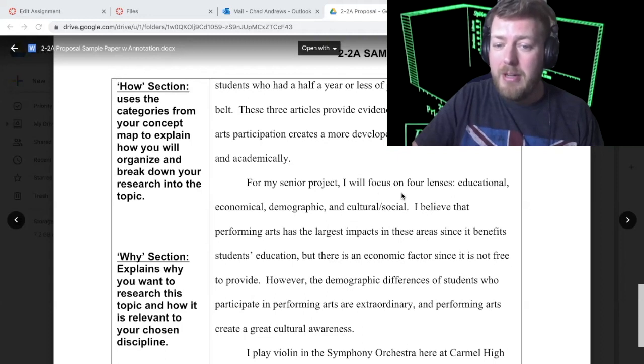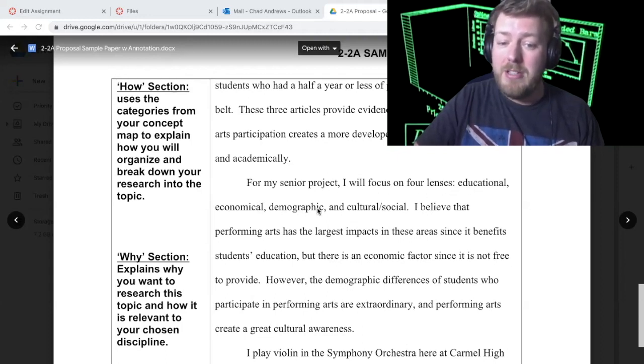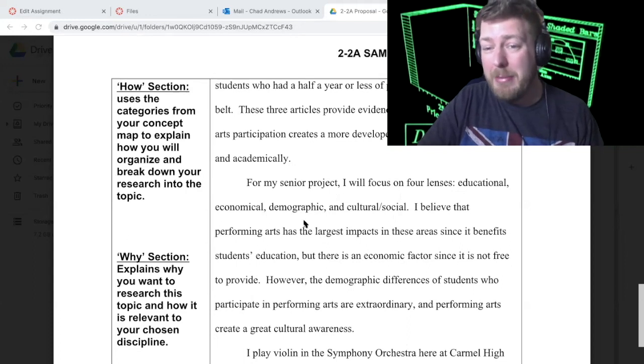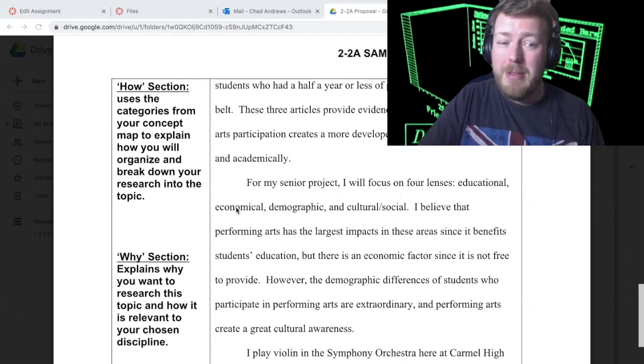For my senior project, I will focus on 4 lenses: educational, economical, demographic, and cultural social. That's a lot of lenses, actually. I would recommend 1 or 2. Again, this is not a perfect example. This student could actually do better by maybe just having 2 lenses that they're looking at this from. Maybe they could just focus on it from an economic and a cultural standpoint. I would recommend having only 1 or 2, right?